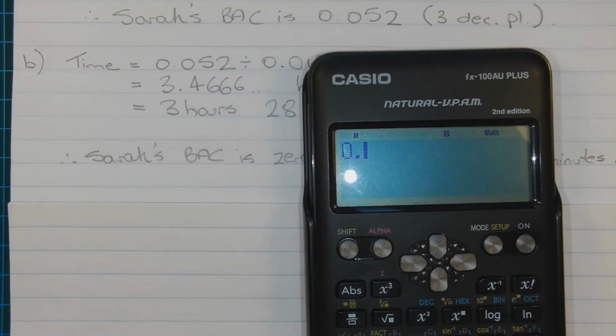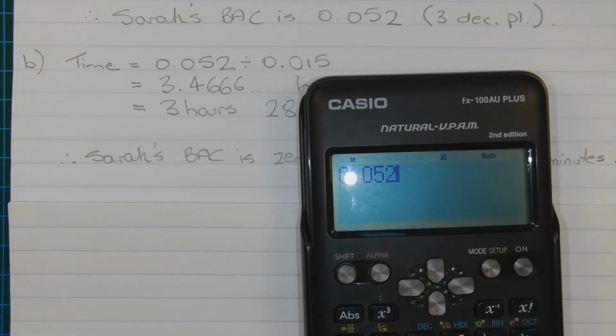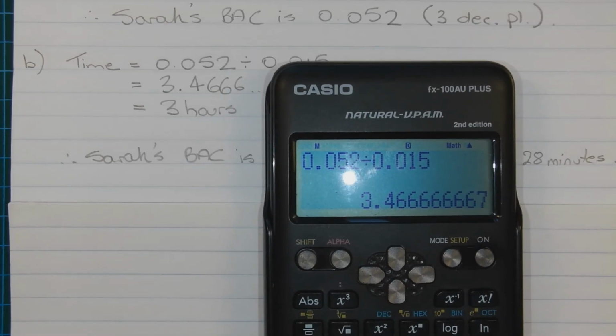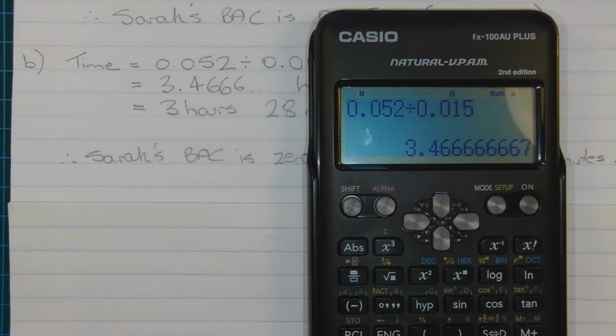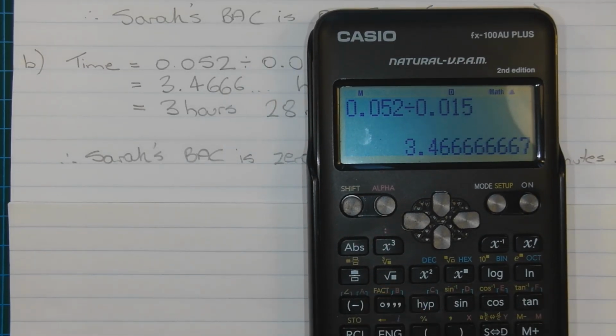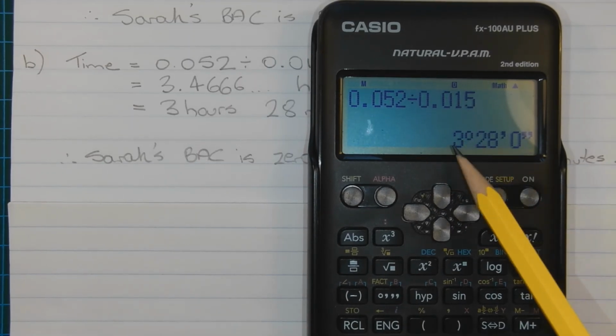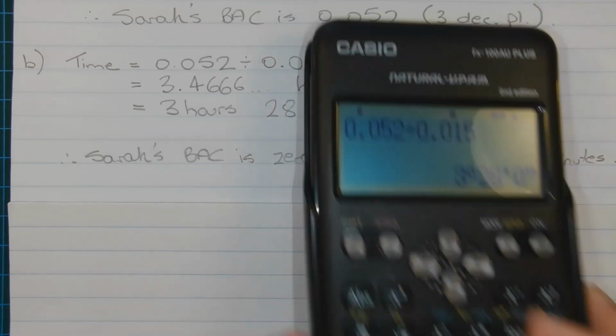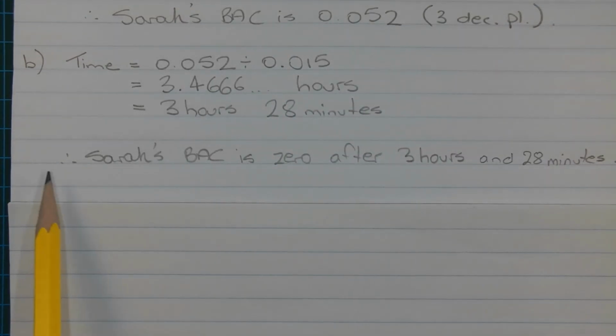So 0.052, divide that by 0.015. Now we press equals, and then we press the degrees, minutes, seconds button, which is this button here. So pressing that, we can interpret the answer to be 3 hours and 28 minutes. And I've summarised the answer here. Therefore, Sarah's BAC is 0 after 3 hours and 28 minutes.